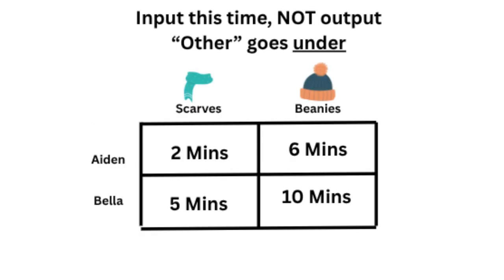Now, let's do another situation with two different people, Aiden and Bella. They're making scarves and they're making beanies. But instead of us being given the output or the number of goods they're making, we're given the input, which is the time or resources put in to produce one of the goods. So if we wanted to find the opportunity cost of one scarf to see who has the comparative advantage, we're going to use a new strategy. We're going to flip other goes over and we're going to change it to other goes under.